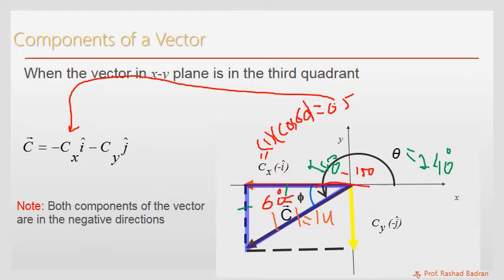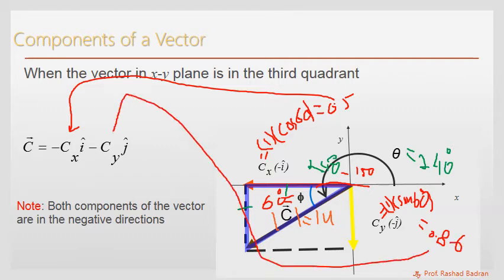Now for the y component, again applying the trigonometric relations, the magnitude of the y component is equal to the magnitude of the hypotenuse multiplied by sine the angle, which is 60, multiplied by sine 60. And then the answer here is 0.86. And then you have to substitute this into here.